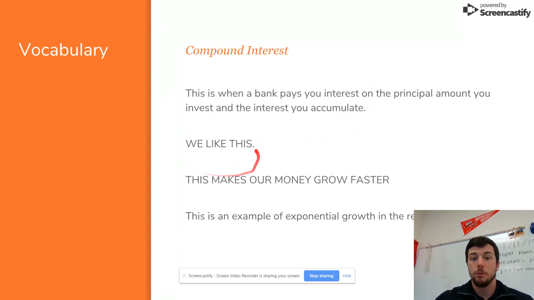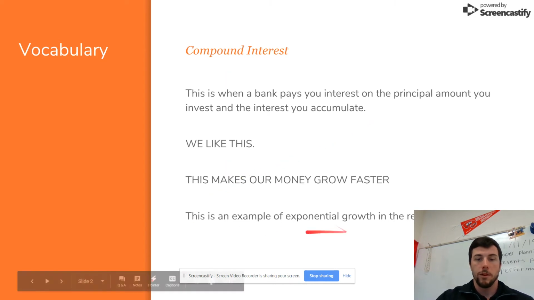We like this. I wrote this in all caps because this is one of the most awesome things to ever happen to people who invest money, because this makes our money grow much faster. We're not just earning money on the principal, we're earning money on the interest as well. The reason we have this in this chapter is because this is an example of exponential growth in the real world.